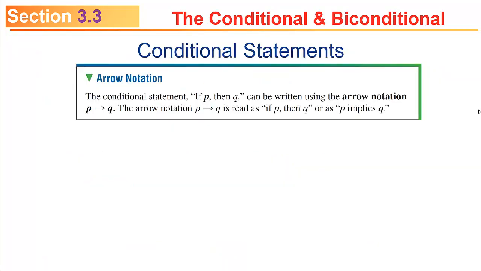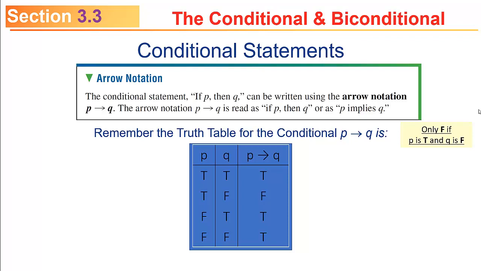This is just a summary now of what we've said. Sometimes that right pointing arrow is referred to as the arrow notation, but otherwise that is just a statement of what we've already said. The conditional statement, if P then Q, can be written using the arrow notation as P with the right pointing arrow, Q. The arrow notation is read "if P then Q" or "P implies Q".